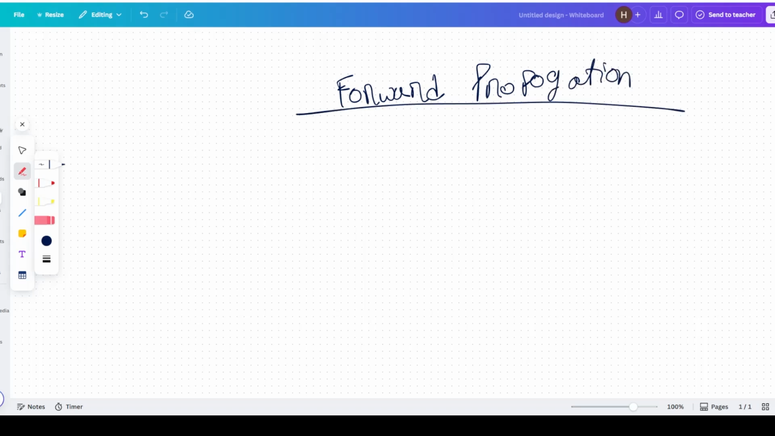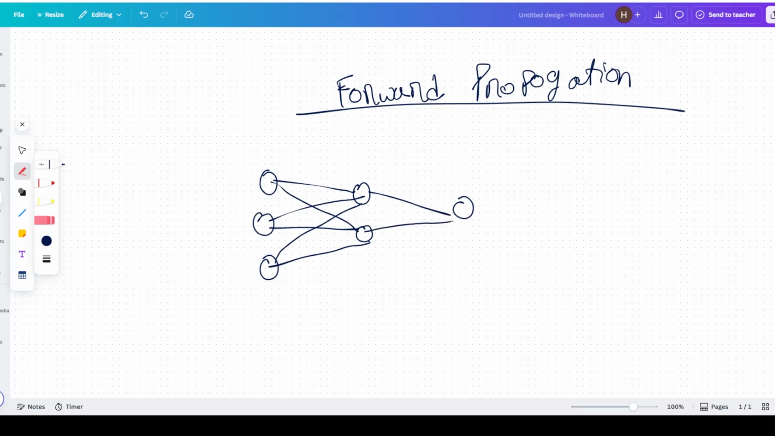Okay, so let's say I have three inputs, two hidden neurons, and one output. So if I connect this with all of this, let's do that first. And then I have the output here. Let's say I have some real inputs, like this is 1, this is 0, and this is 1.